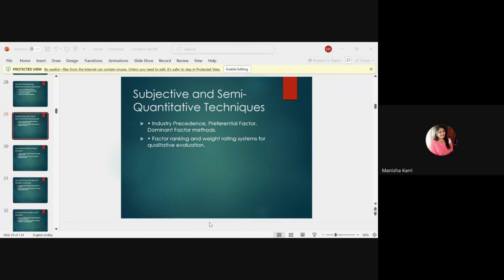So why are these subjective and semi-quantitative techniques important? Industry precedence, preferential factors, and dominant factor methods help companies make informed decisions by considering both qualitative and numerical factors. And factor ranking and weighted rating systems add more structure to the evaluation, ensuring that the key priorities guide the final choices.